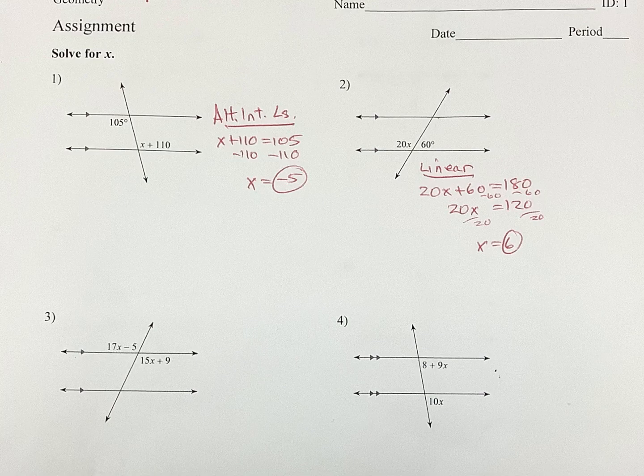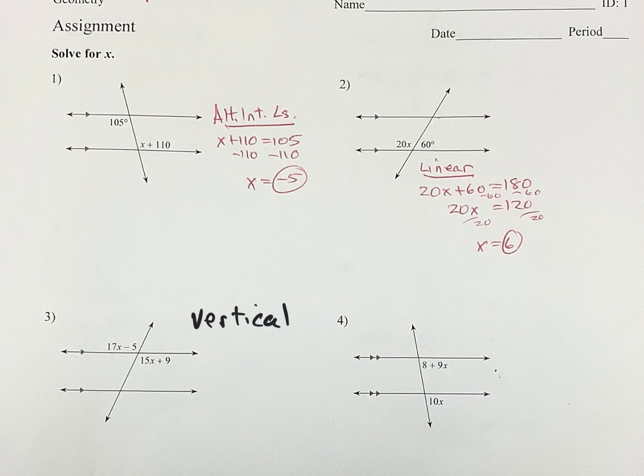We talked about those last week, number 1 and 2. So we'll start from there. So we'll go to 3 and 4. So on 3, those are vertical angles. Okay? And you set vertical angles equal to each other.